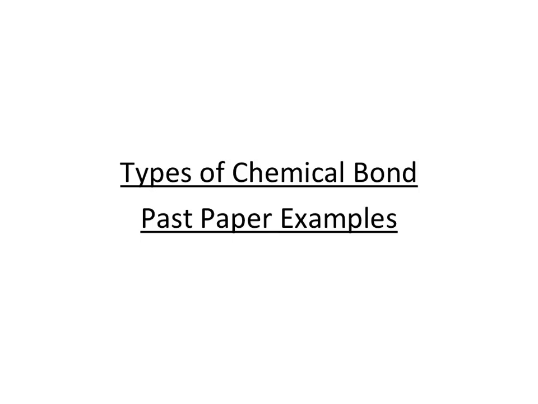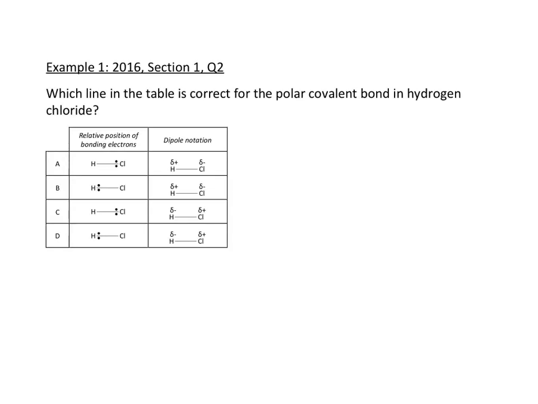In this video I'll go over some examples of past paper questions on the topic of types of chemical bond. First question: which line in the table is correct for the polar covalent bond in hydrogen chloride? They've got position of bonding electrons and they've got the dipole notation.